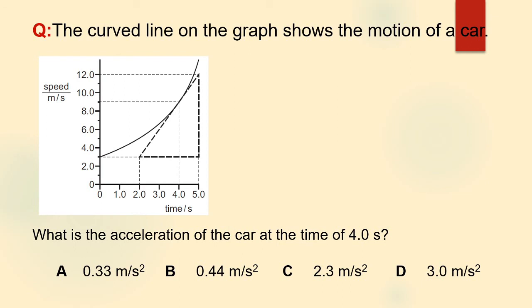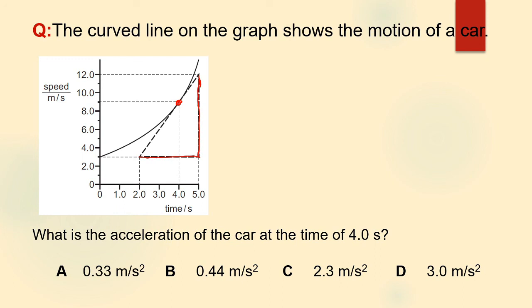Now we are going to try another question. The curved line on the graph shows the motion of a car. What is the acceleration of the car at the time of 4 seconds? So whenever they say at any point, 4 seconds, means we have to draw the tangent and then we have to draw the gradient. And in between, when it's non-uniform acceleration, we have to draw a right angle triangle. In most of the questions, there is 1 mark for drawing the right angle triangle.